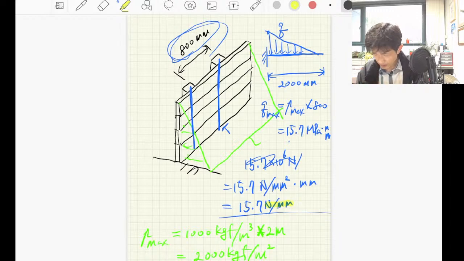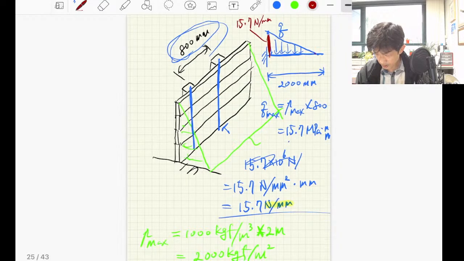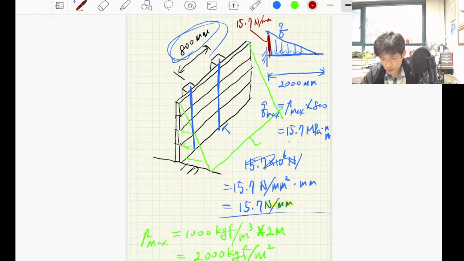Okay, now we have this problem. At this point here, the maximum value is 15.7 Newton per millimeter, and here it is equal to 0. So now let's try to solve for the reaction moment.